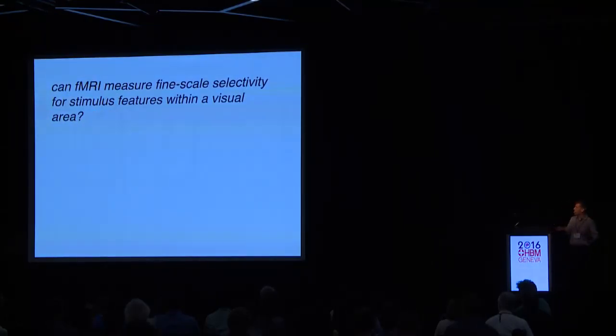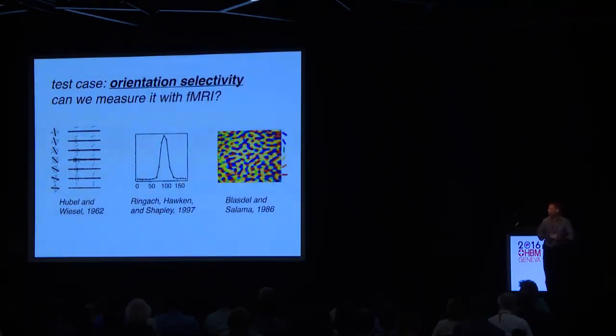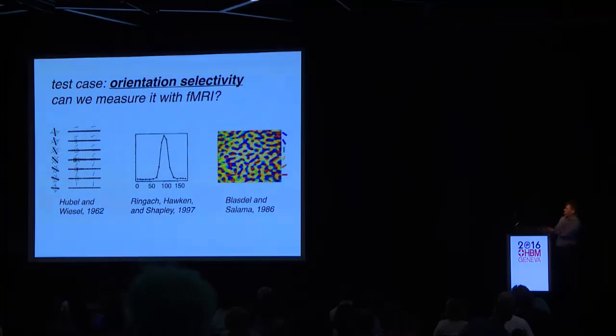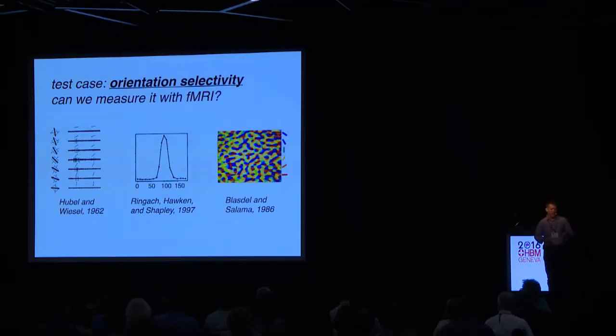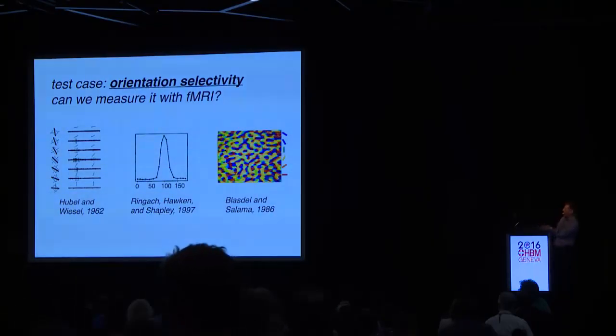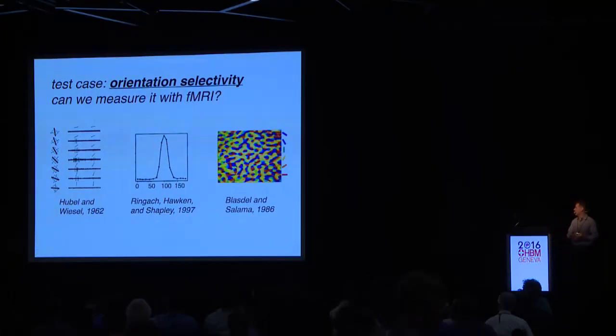And the question is whether we can use fMRI to measure fine scale selectivity for features within this map. And the stimulus feature that I'm going to focus on is orientation. Now, we know a lot about stimulus orientation from decades and decades of neurophysiology. Of course, Hubel and Wiesel discovered that individual neurons in visual cortex are orientation selective. V1 neurons have smooth orientation tuning functions, which means that they respond strongly to their preferred orientation and very weakly to the null orientation or orthogonal orientation. And V1 neurons are arranged in columns and pinwheels where nearby neurons share an orientation preference. And this is an optical imaging map of V1 where each color indicates a different orientation preference.